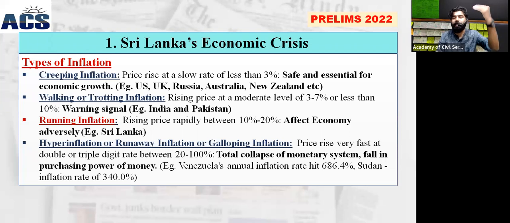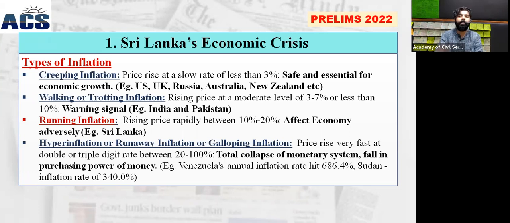So running inflation is a type of inflation in which prices rise very rapidly, between 10 to 20%. It mainly affects the economy adversely. That's why Sri Lanka is facing an economic crisis, where the value of the currency is diminishing. People cannot afford their basic needs, including food. That is the kind of running inflation.